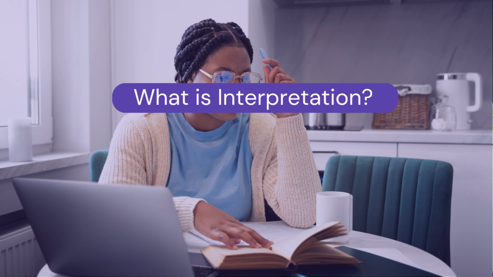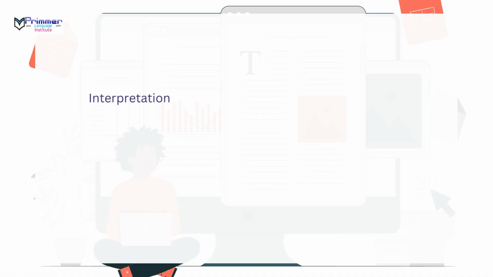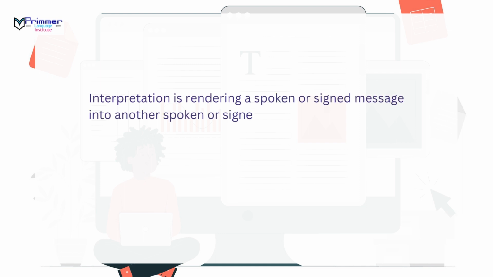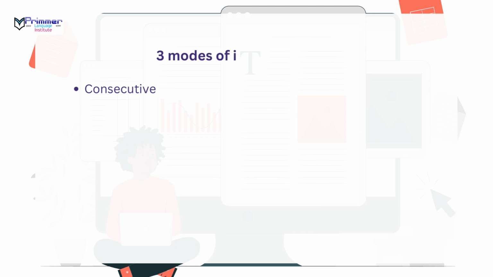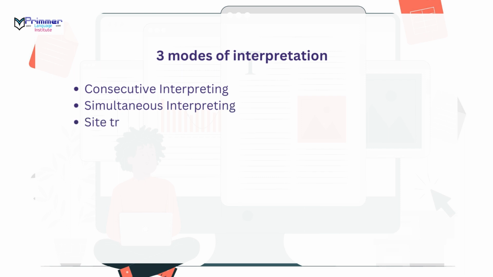First thing is, what is interpretation? Now, interpretation is rendering a spoken or a signed message from one language into another language. Now, there are three modes of interpretation. We have consecutive, simultaneous, and sight translation. Now, don't mistake translation for paper, it's still interpretation.